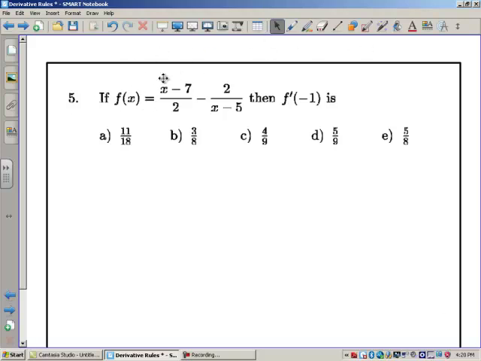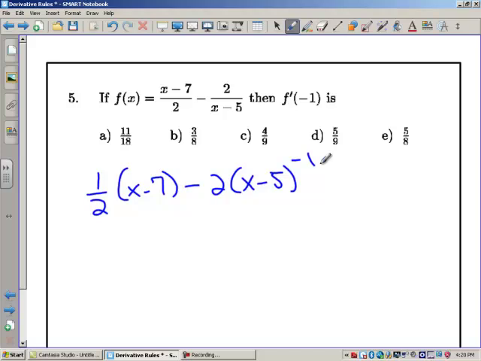Okay, back to this one. I want you to think about x minus 7 over 2. I don't want you to separate this one because this is just a number down here. You can think about this as 1/2 times x minus 7. And the other one we can have is 2 times x minus 5 to the negative 1.